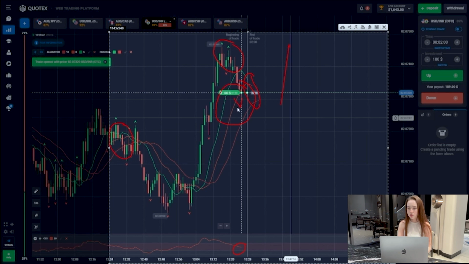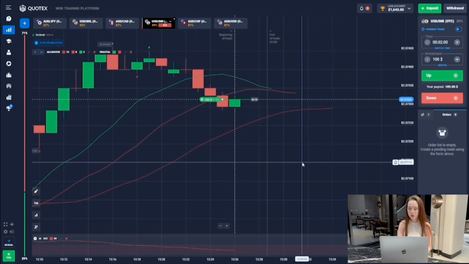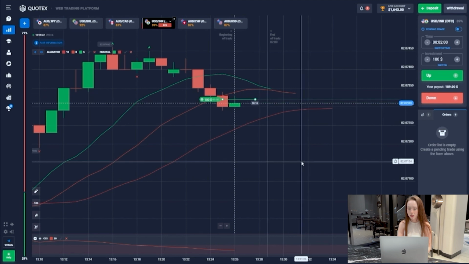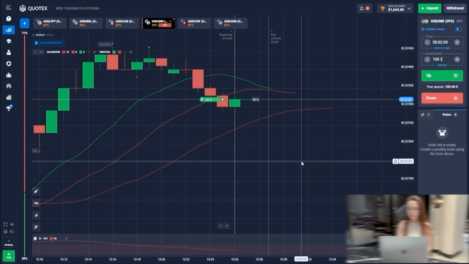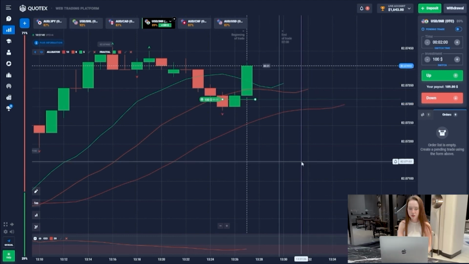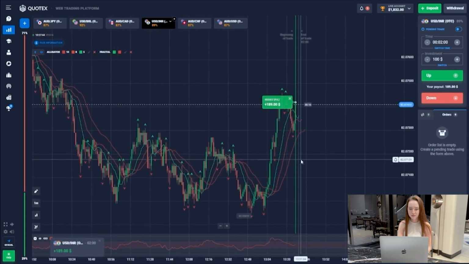If we consider the previous movement of the graph, we can notice several more corrections. For example, this. As soon as the local minimum is updated in our situation, a red arrow will appear from the fractal indicator. And 3, 2, 1, and the deal closed in plus. And we have earned $189.